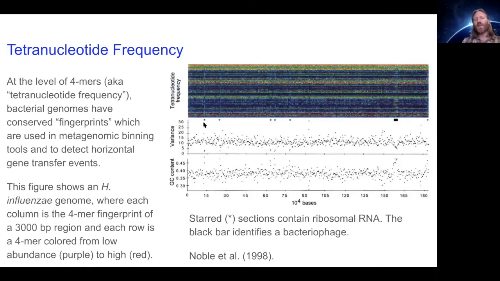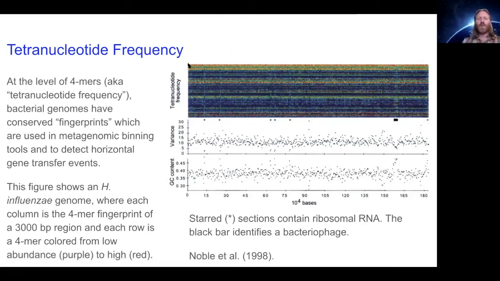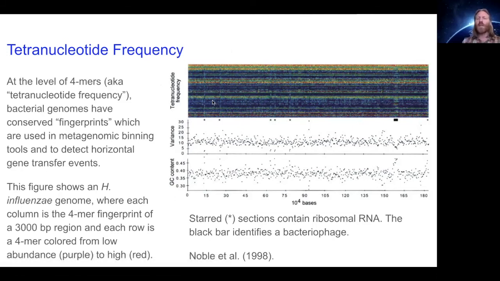So in this figure on the right, this is an H. influenzae genome, where each column is the 4-mer fingerprint of a 3,000 base pair region, so scanning across the whole genome. And each row is a unique Kmer, so there should be 4 to the 4, 256 rows here, each colored from low abundance in purple to high abundance in red.